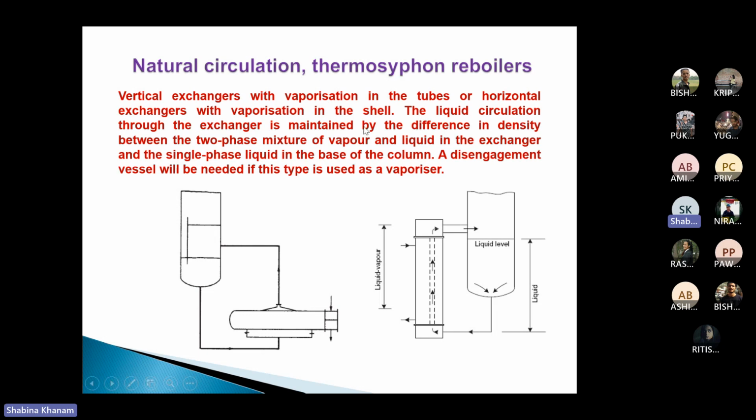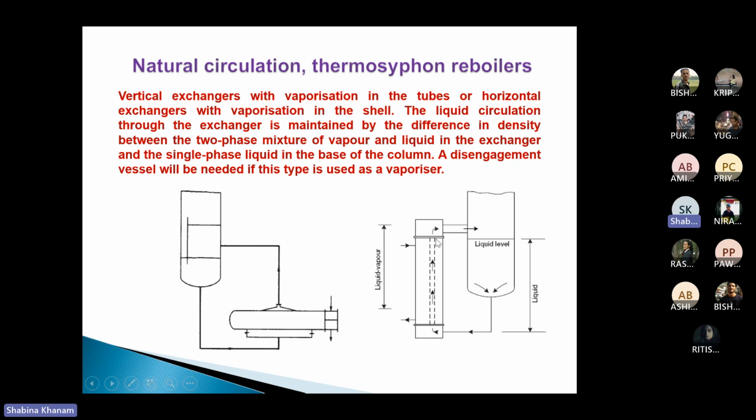So liquid circulation through the exchanger is maintained by the difference in density between the two-phase mixture of vapor and liquid in the exchanger, and the single liquid in the base. Let me discuss this, because the phenomenon is the same. When the feed enters the reboiler, it will be pure liquid, single phase. It will be at boiling temperature, but the nature of the fluid is single. It will be complete liquid.